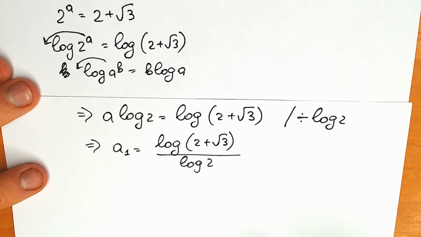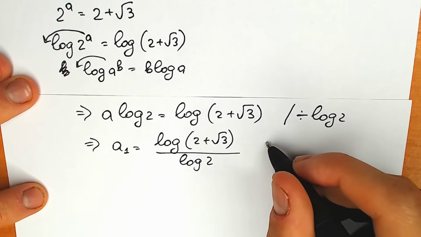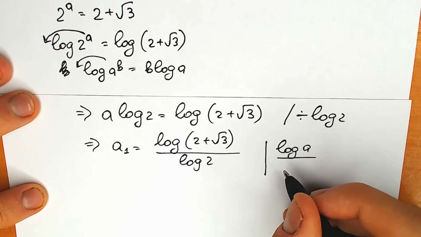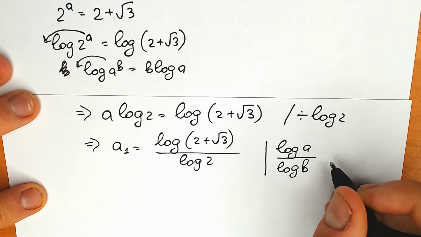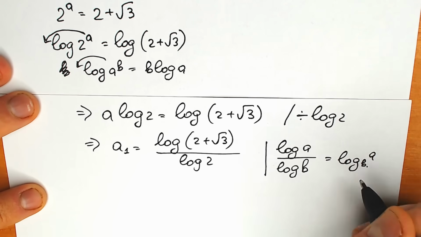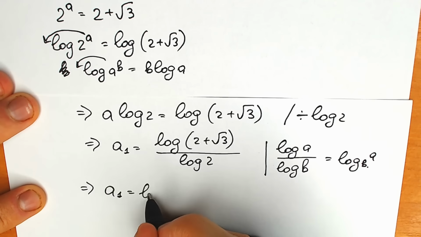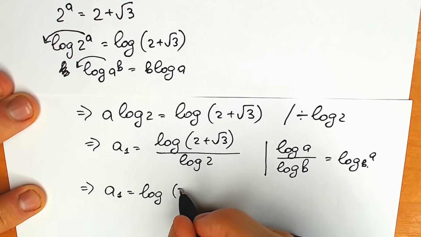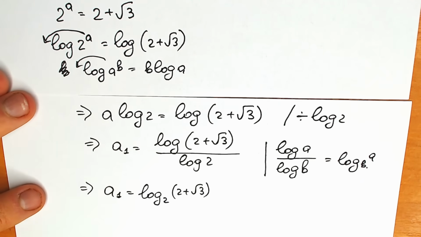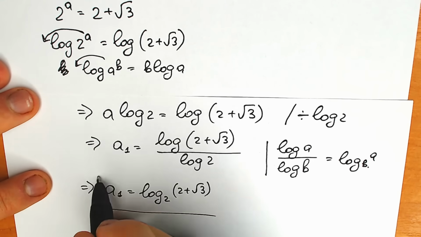But according to a log property, I'm going to write this property right here real quick. So this property looks like that. Whenever we have log a over log b, you can write it as log a base of b. So we can write it like that. As a result, we can write this our a first as log of 2 plus square root of 3 base of 2. Okay, this is our a first. Really great.